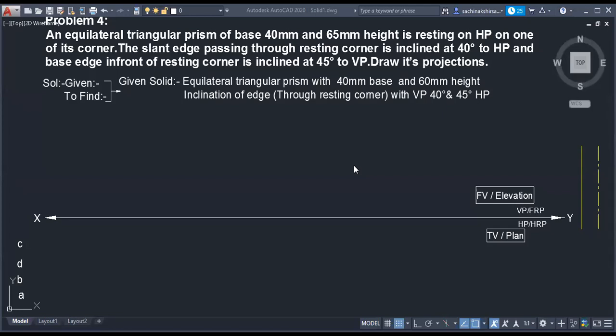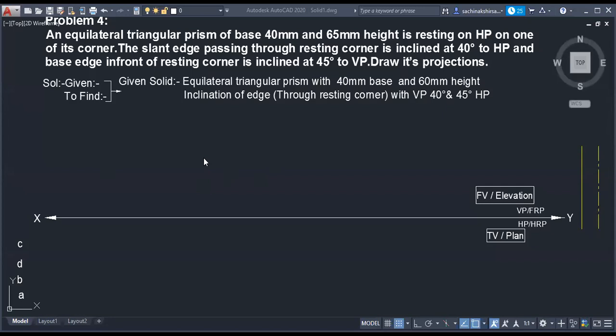Thank you. So first we have to see, in types of projection of solid, which solid is given. If you read the problem statement, which type of solid is given? Equilateral triangular prism. Prism is given. As we know the difference between prism and pyramid, it is a prism. What is its base side? 40 mm. And what is its height? 65 mm.